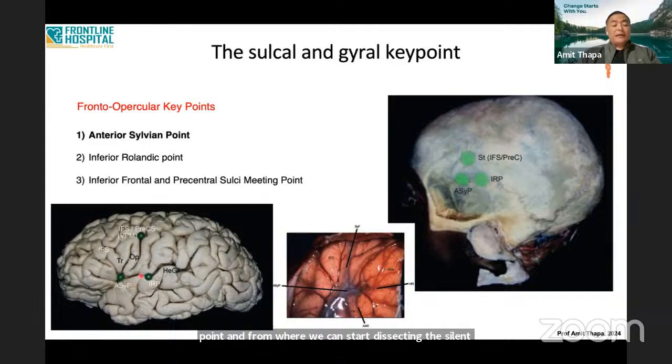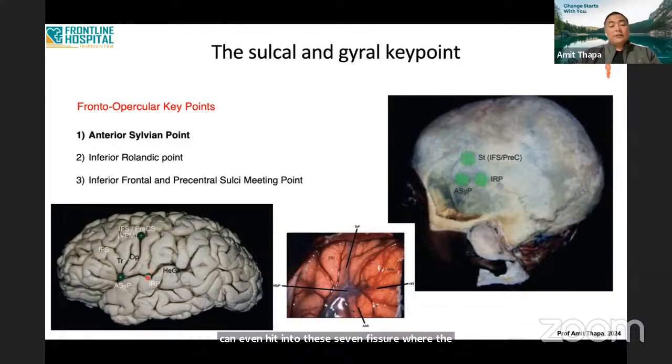And when we go behind it, we will reach a point known as the inferior Rolandic point, which is nothing but a point where the central sulcus comes down into the Sylvian fissure and in some places can even hit into the Sylvian fissure, where the subcentral sulcus is hidden inside the Sylvian fissure.